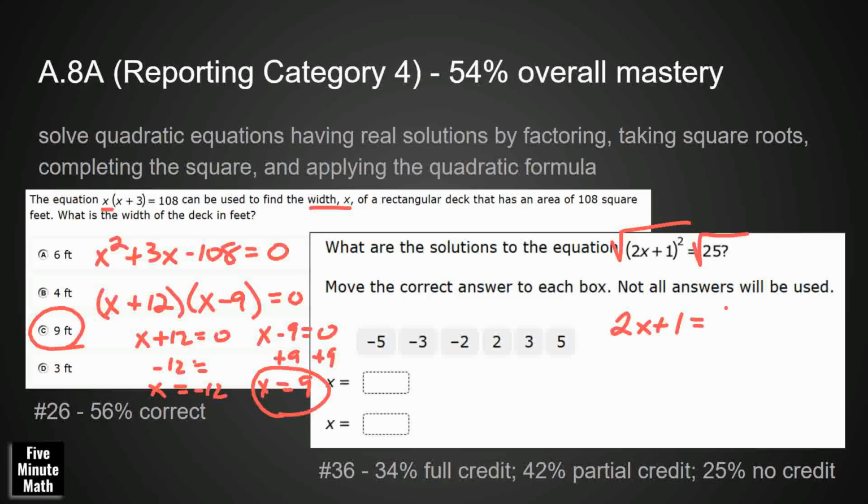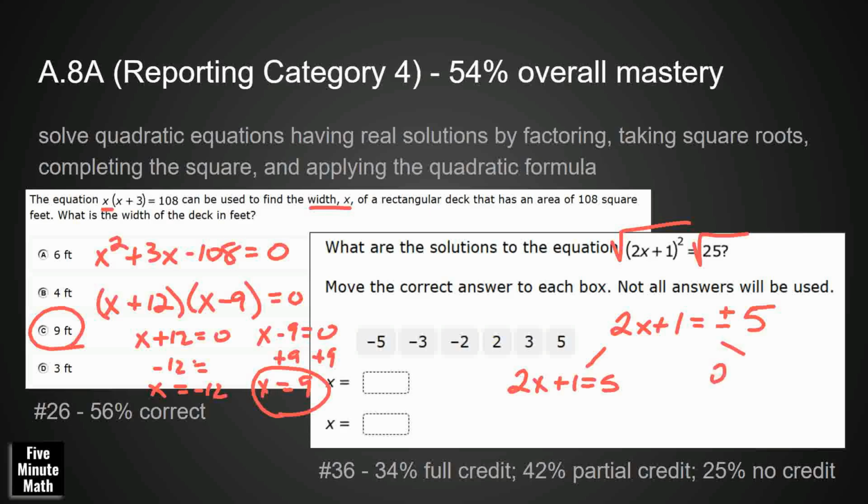Now over on this side, I do need to keep that as plus or minus 5. Because if I square 5, I'm going to get 25. But if I square negative 5, I also get 25 because two negatives make a positive. So when you take the square root of an integer, right, you need to take the positive and the negative root. Now we need to go and split this out. So we're going to get 2x plus 1 equals 5.